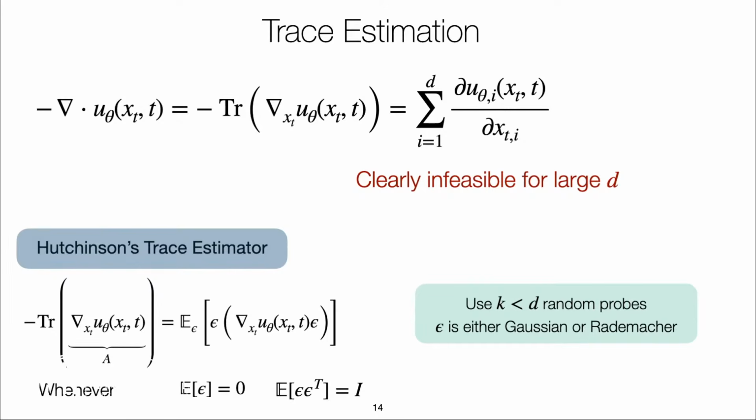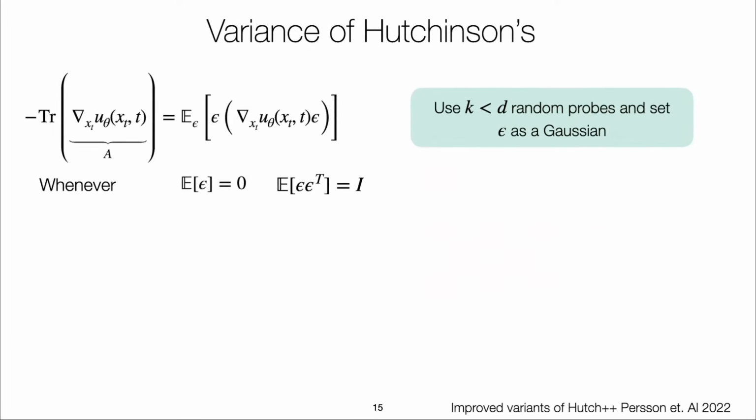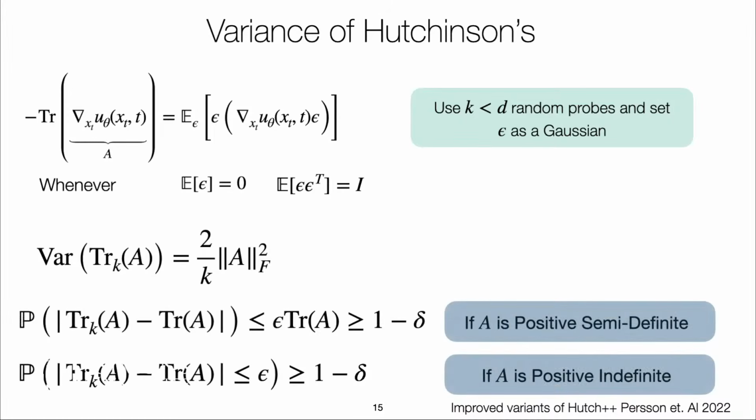And you can ask, well, how bad is the variance? Well, the variance depends quite a lot on the actual quantity that you're estimating. If you take the part inside the trace as the matrix A, it turns out the variance is tightly related to the Frobenius norm of A. And there are some classical results in the literature that say that if A is positive semi-definite or indefinite, it can be quite bad to estimate this result. So you need a lot more random probes than you would want, right?